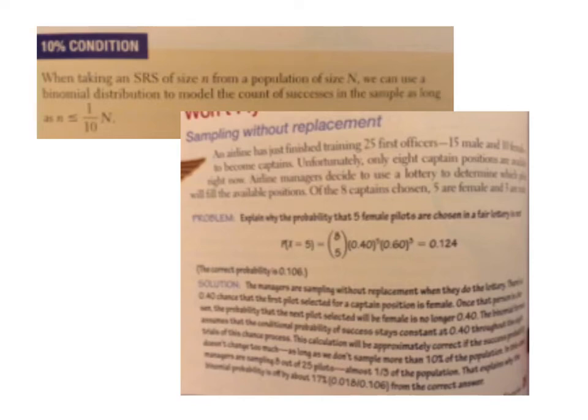Okay, let's look at the 10% condition rule. When we're doing statistical sampling, a lot of times sampling is done without replacement, and that would technically change my probability. But if I have a huge sample size, it doesn't change my probability that much. So one of the things you'll need to check for is what they call the 10% condition rule.